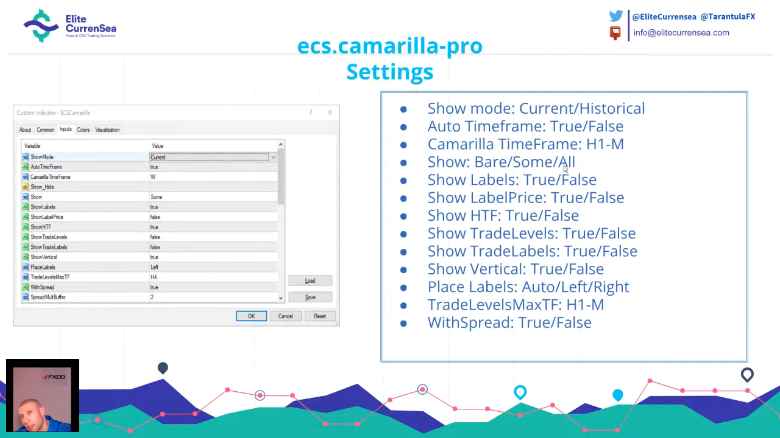I will also, guys, show you a live chart, but this is just for you to know. Then it shows label price. It's always useful to have a label price just close to the indicator lines. Higher time frame is always true. Trade levels, and that is what we will see on the live chart if you want to trade naked.